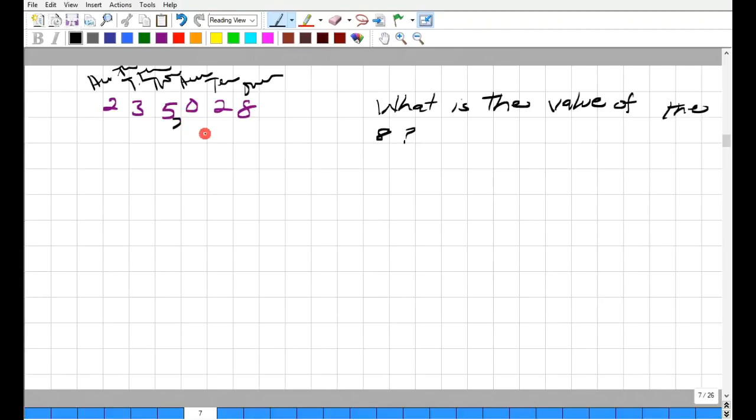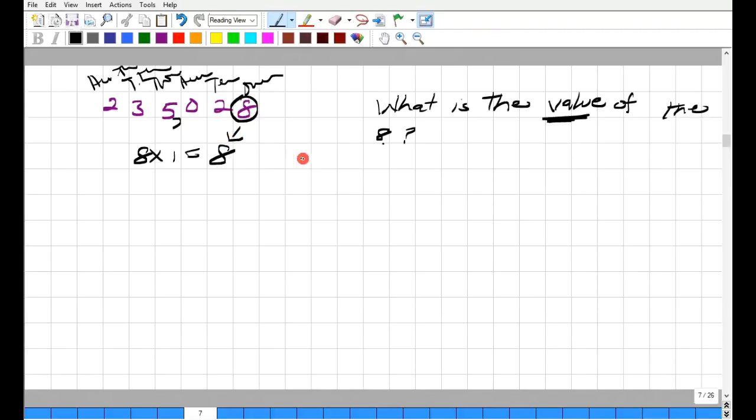No hundreds. 2 sets of tens would be 20 and 8 ones. So let me call all of this. This would be 235,028. Now what's the 8? The 8 would be in the ones or units column. So this would make what? 8 times 1, we know that is 8. So the true value of this is simply 8.